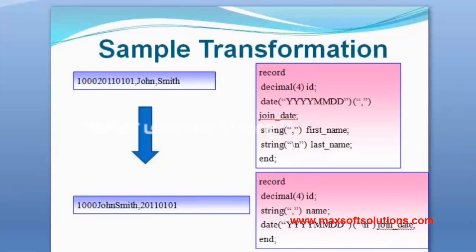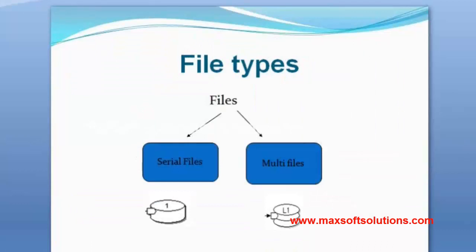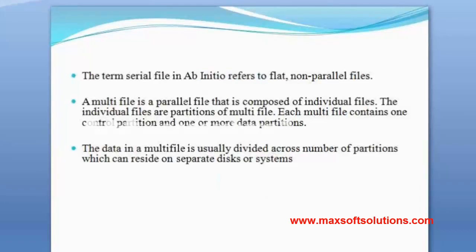Okay. It's fine. And then file types. I know it. Yeah, you have serial files and multi-files. Ab Initio's non-parallel file, that is your serial file. Parallel file, that is your multi-file. It will be having a control partition and one or more data partitions.